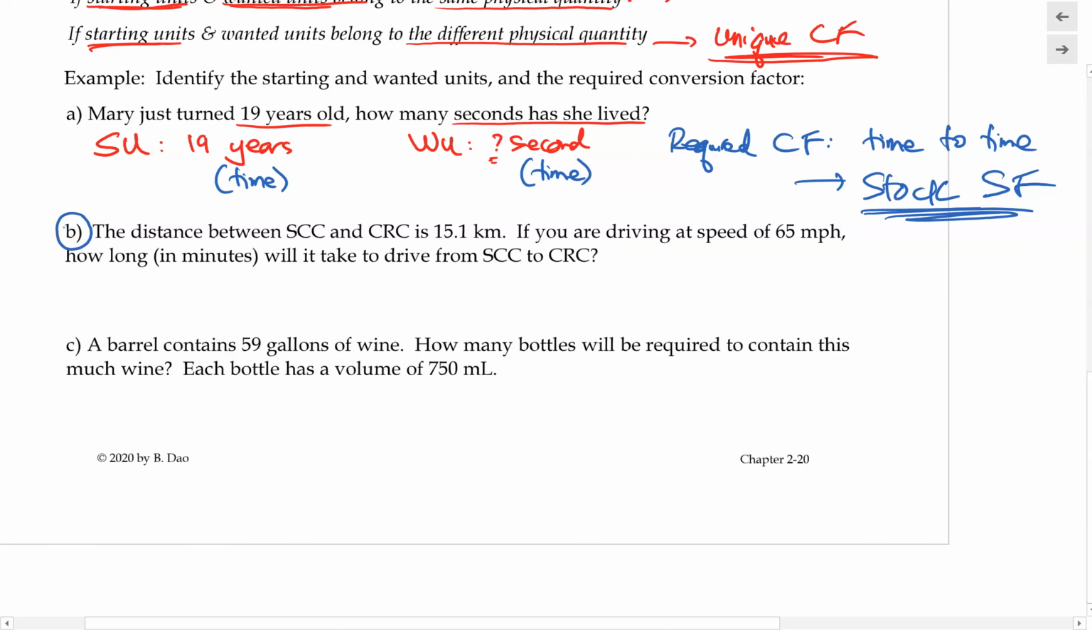And now, let's try example B. Why don't you go ahead and take a minute to find the starting unit, the wanted unit, and the required conversion factor before we go over this together. So please pause this video. And now let's go over this.